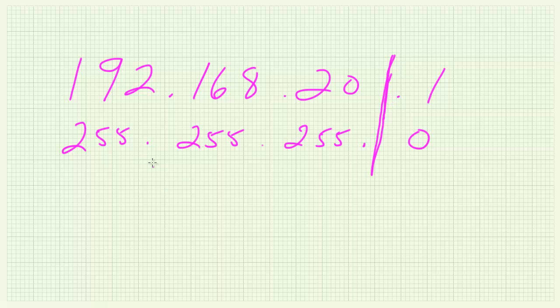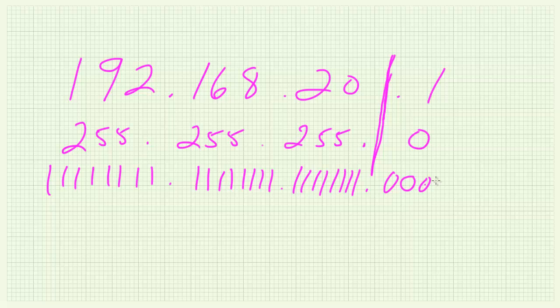So if we were to convert these 255s into binary, we would see that this is going to be 11111111.11111111.11111111.00000000. So that's what the binary representation of a subnet mask or a network mask looks like. And where the ones stop and the zeros start, that marks the dividing line between the network portion and the host portion of any IP address.